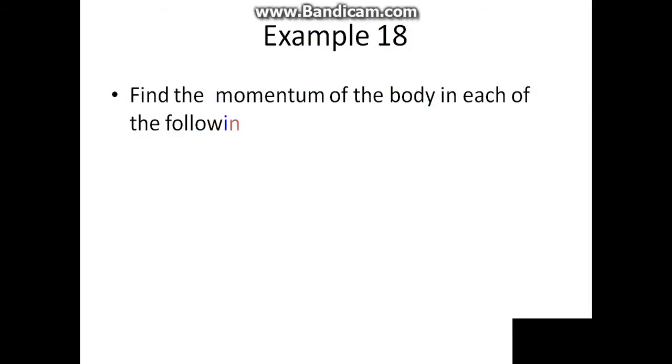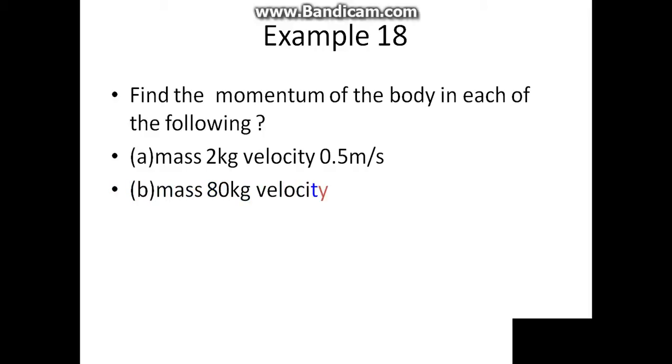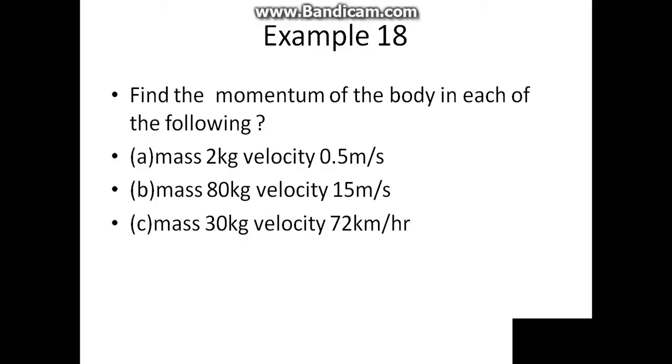Example 8. Find the momentum of the body in which of the following: A. Mass 2 kg, velocity 0.5 meters per second. B. Mass 80 kg, velocity 15 meters per second. C. Mass 30 kg, velocity 72 km per hour.